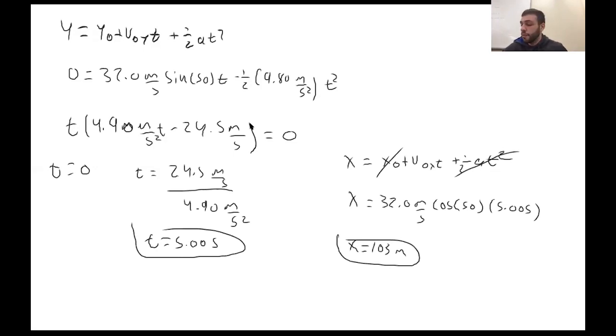And so, yeah, that's it for today. And it makes sense, right? Because we know that when t was equal to 0, that makes sense. So it also makes sense that when we solve for 5, that also works.